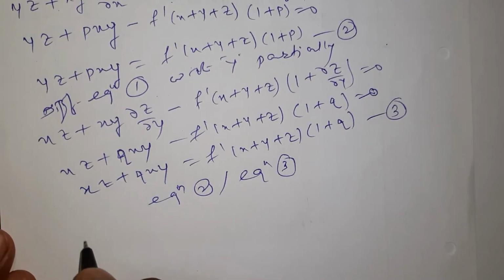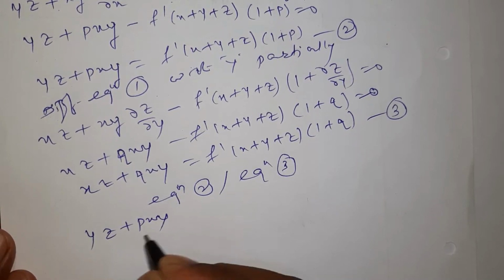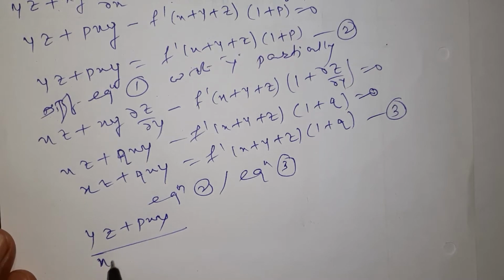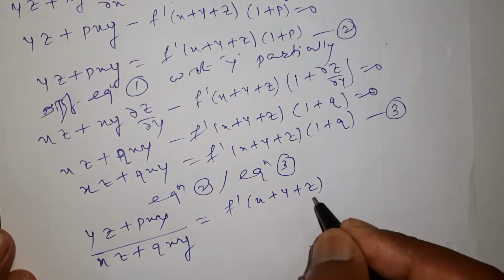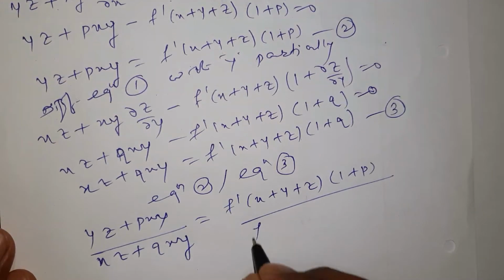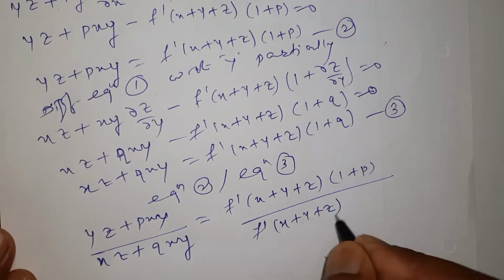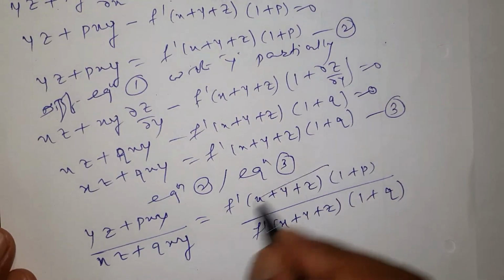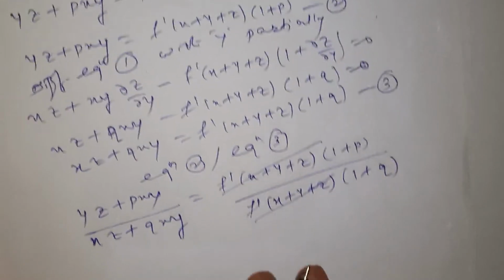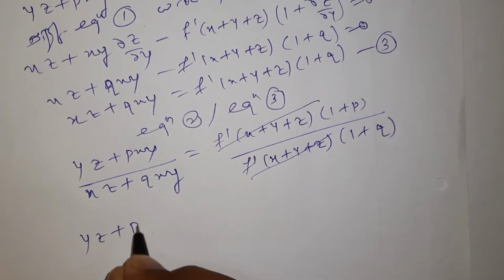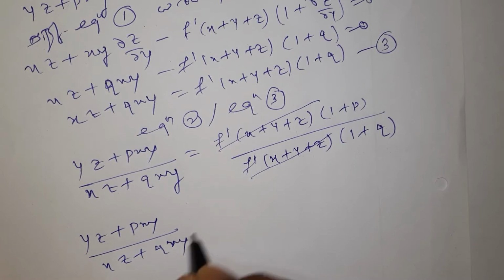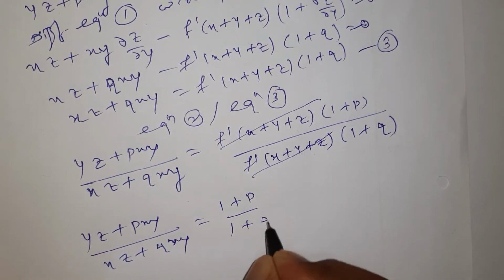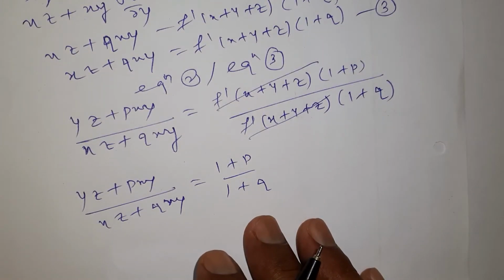What I get if I divide? I get yz plus pxy upon xz plus qxy is equal to f dash of (x plus y plus z) into (1 plus p) divided by f dash of (x plus y plus z) into (1 plus q). Clearly f dash of (x plus y plus z) gets cancelled, you will get your answer. So here (yz plus pxy) upon (xz plus qxy) is equal to (1 plus p) upon (1 plus q). Cross multiply and simplify, you will get your answer.